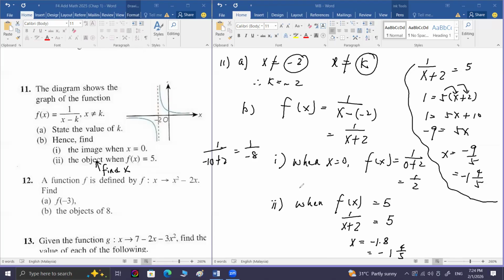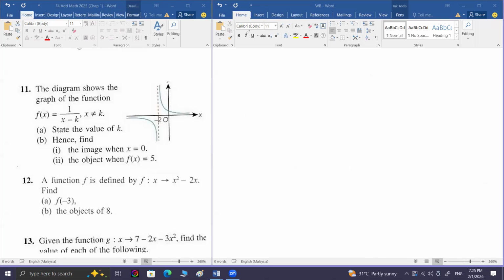Okay, so can you send class? All of you? Yeah, okay, now listen to me again. Find image, substitute the X to the right. Find object, copy the right equal to the number that given, to find X. Means make it simple. Find image means find f(x). Find object means find x. Okay, so class, now we go question 12.